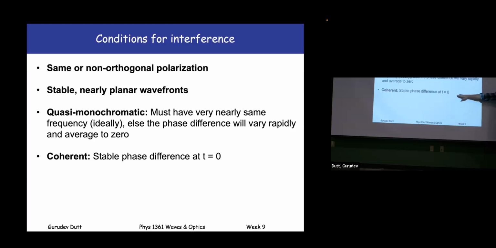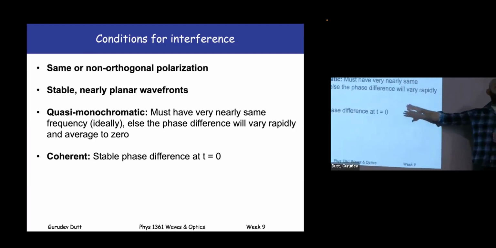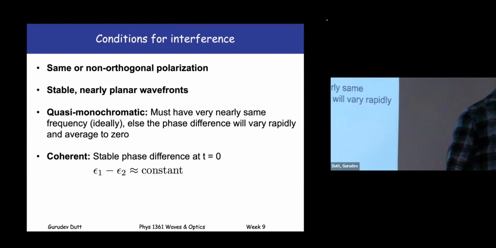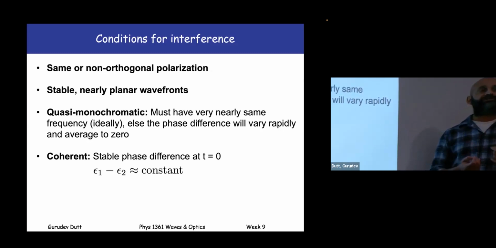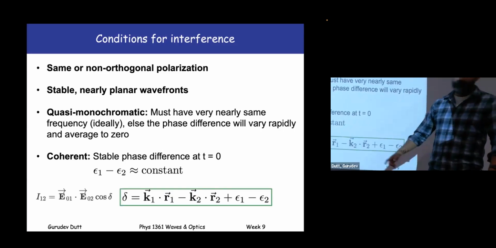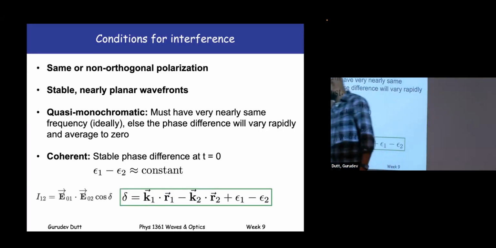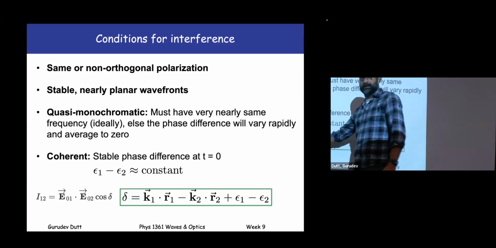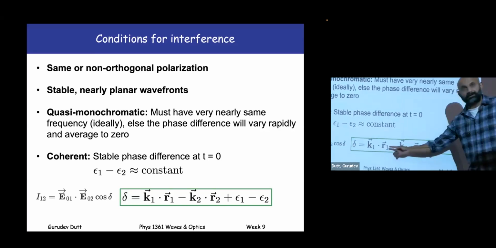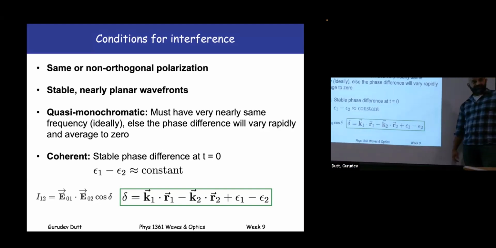And the last part is a very, very important condition for interference. You'll come across this again and again. It has many experimental implications. So we should really understand this part, which is the stable phase difference at time t equal to zero. What do I mean by this? We wrote down the interference condition, assuming, say, wave 1 has some extra phase epsilon 1, wave 2 has some extra phase epsilon 2. This is just the formula again. I'm reminding you. The interference condition is E01 dot E02 cosine delta. And the delta was given by this expression over here. Okay. K1 dot R1 minus K2 dot R2 plus epsilon 1 minus epsilon 2.